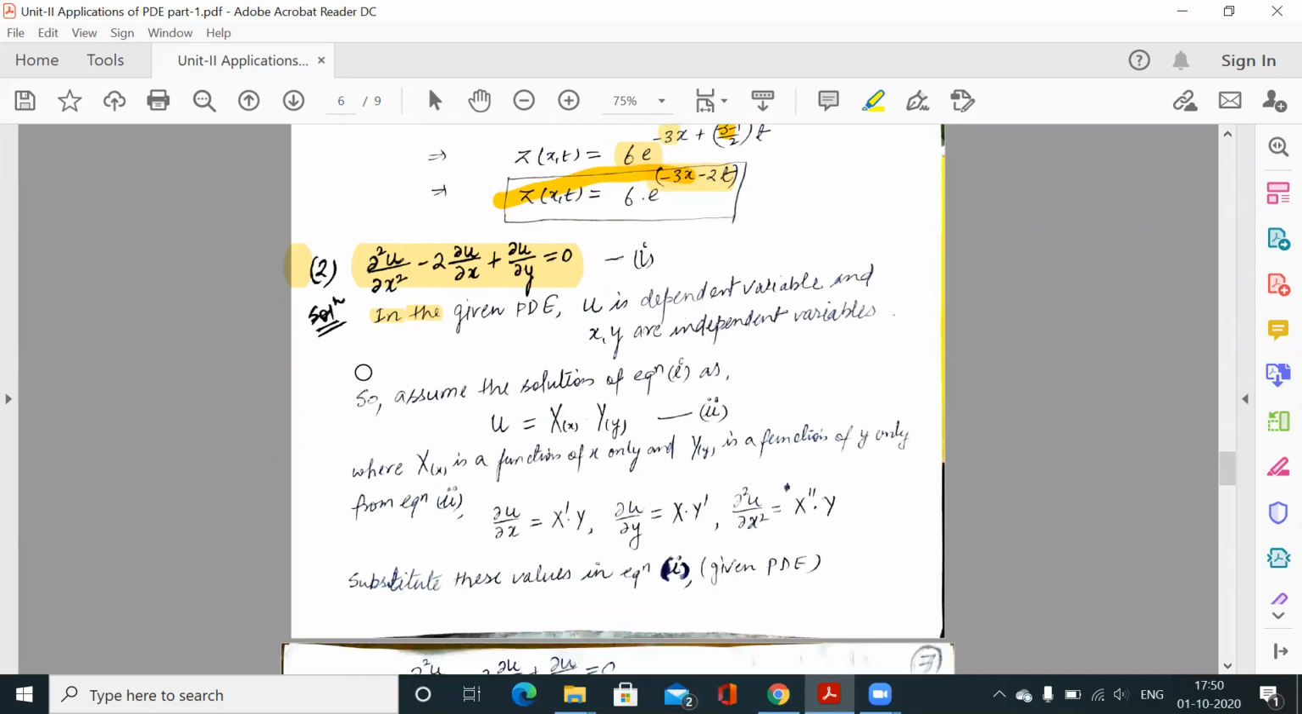So in the same way we can solve other equations. Here we don't have any condition, that means we have to find the complete solution only, no particular solution. So we have to use the separation method.